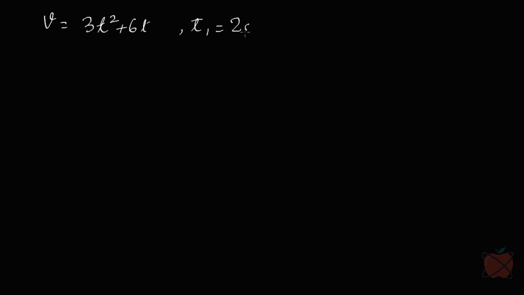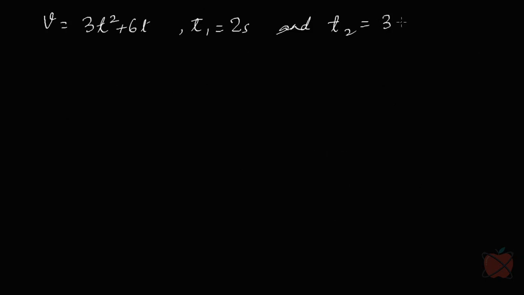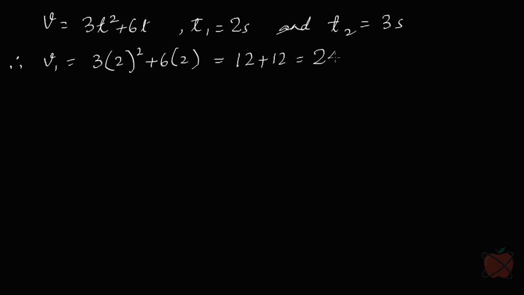And what is t1? T1 here is 2 seconds, if I'm not mistaken. And t2 here is how much? What is the value of t2? 3 seconds. So what is v1? For v1, you substitute the value of t1 instead of t. So this will be 2 square plus 6 into 2. 2 square is 4, 4 into 3 is 12, 12 plus 6 into 2 is 12. That will be 24 meters per second.